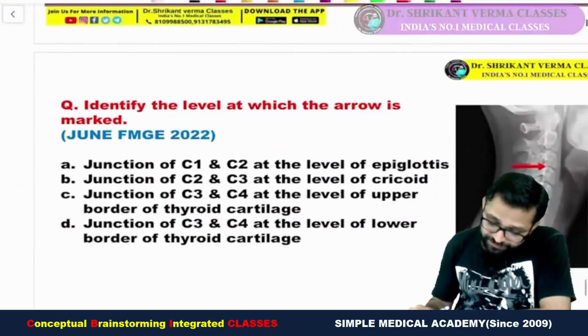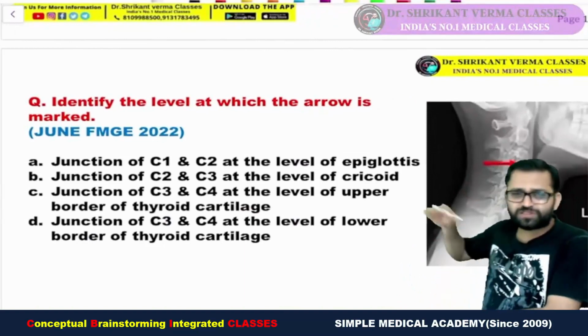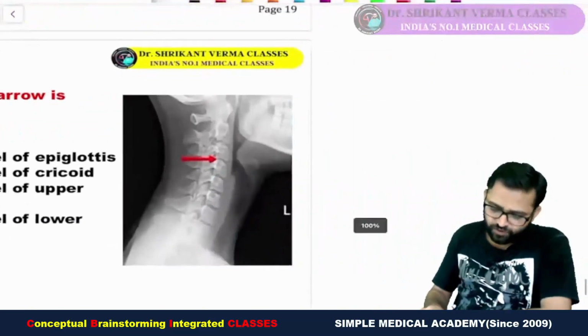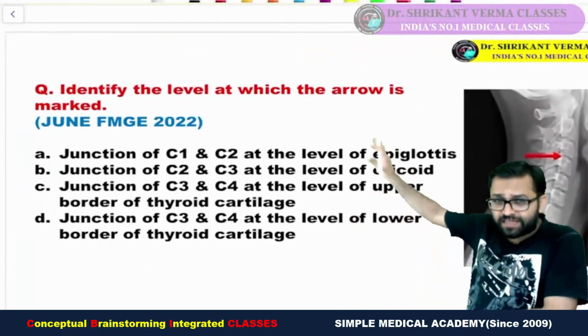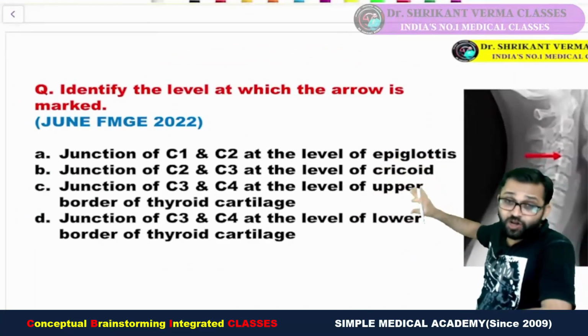Next, can you see, identify the level? So this is one tricky question. See here, we don't know, there are different options, C1, C2, C3, C4, C5, C6. Exact wordings till now I had not got.